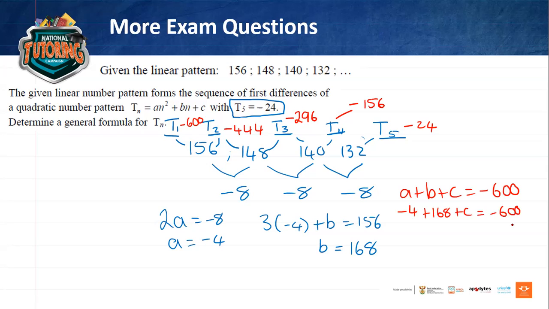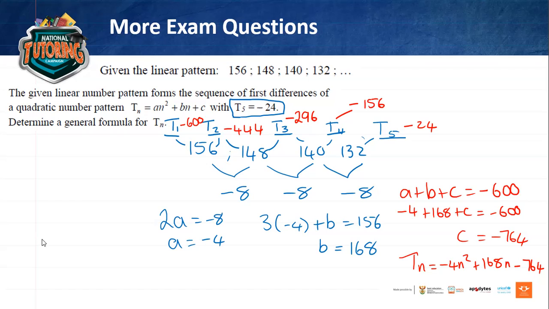And I can solve for the value of c. So negative 600 plus 4 minus 168 gives me my c value, which is negative 764, and Tn is negative 4n squared plus 168n minus 764. That is where I'm going to stop today because we have run out of time.